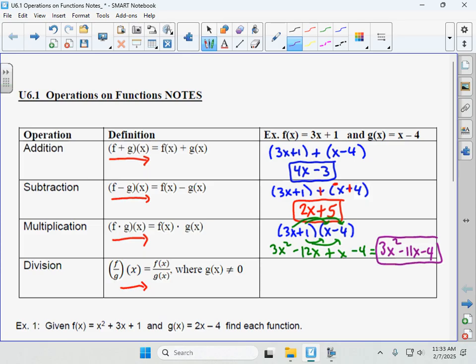All right, and then division. Again, it's just the f of x function divided by the g of x function. So this is 3x plus 1 over x minus 4. You can't simplify. There's no factoring. Nothing's going to simplify. But we also want to state when is the denominator 0. That's the excluded value. And so we would state x cannot equal positive 4, because 4 is the excluded value to the problem.